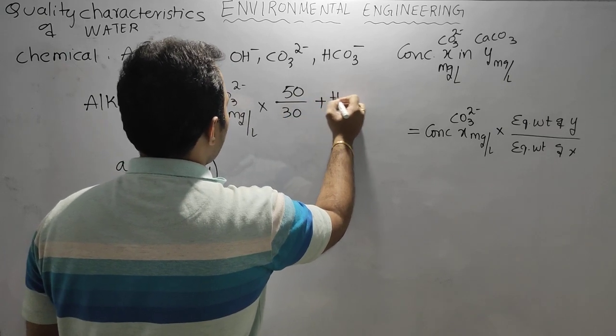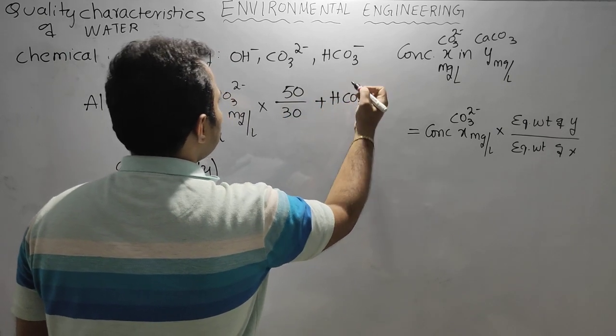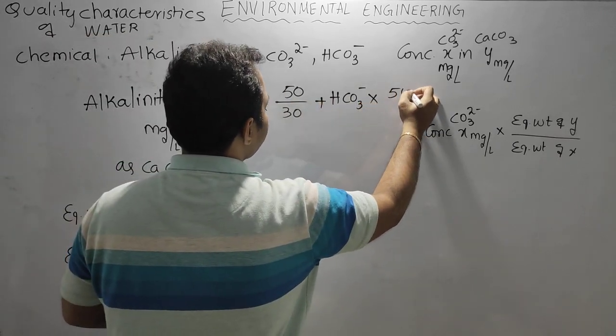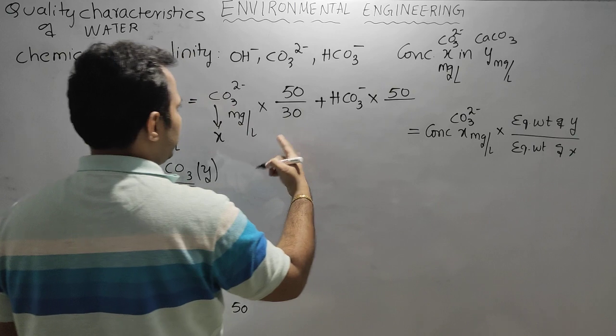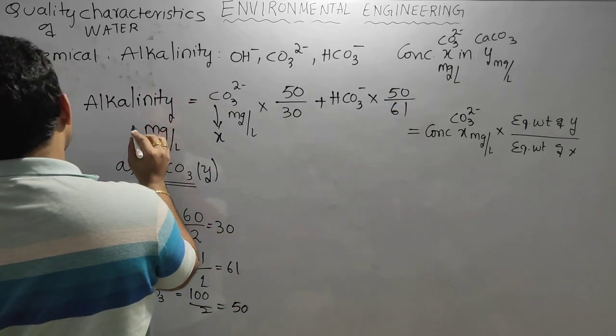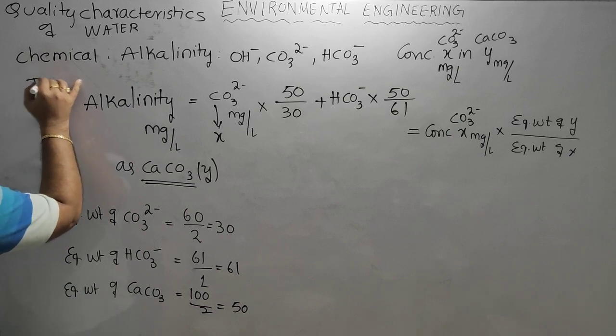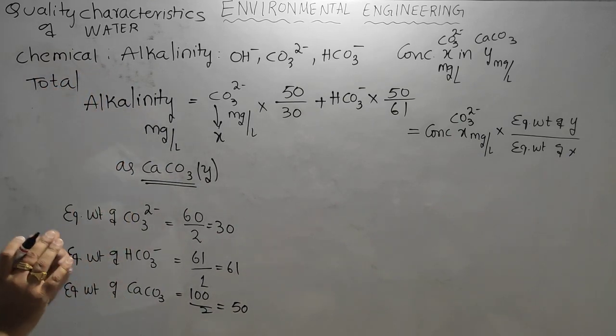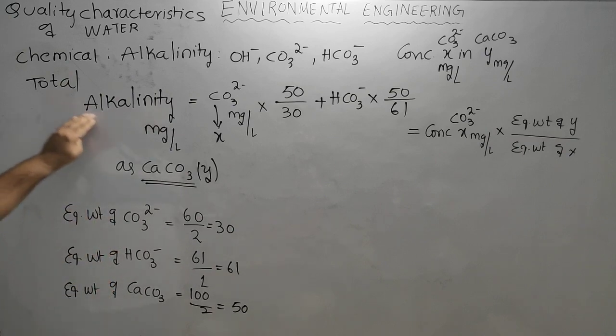Plus HCO3 minus, again the equivalent weight of Y is 50 only, by the equivalent weight of X, that is 61. So for total alkalinity we take only the major compounds and neglect the minor ones.